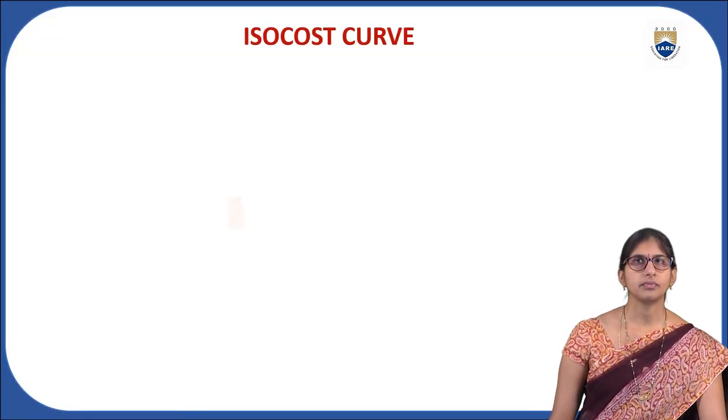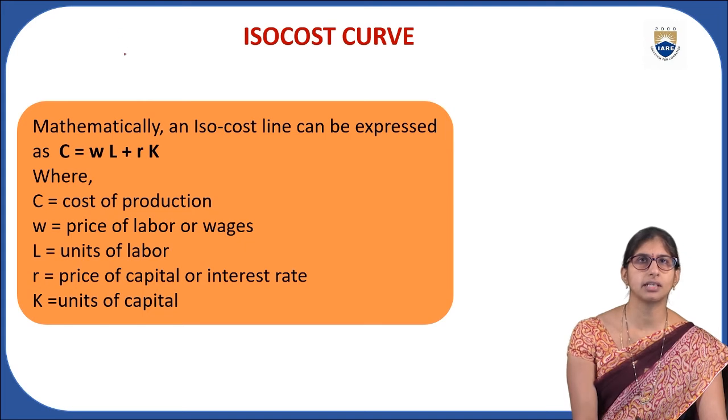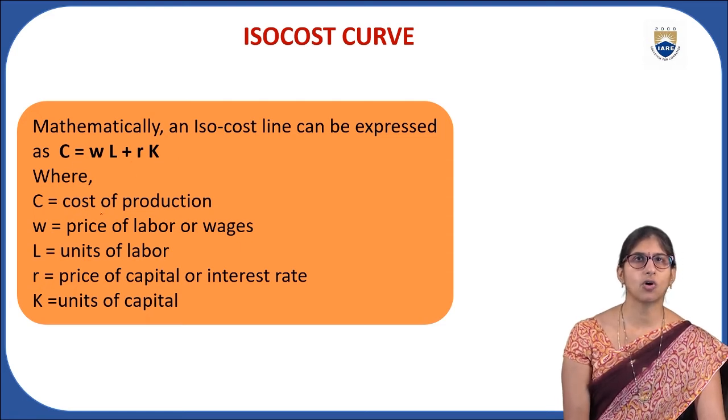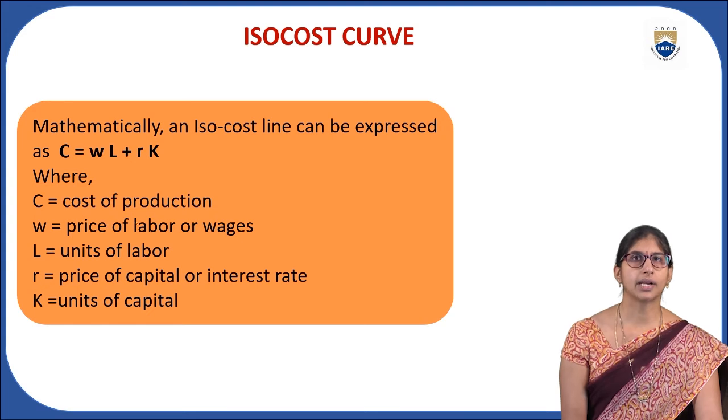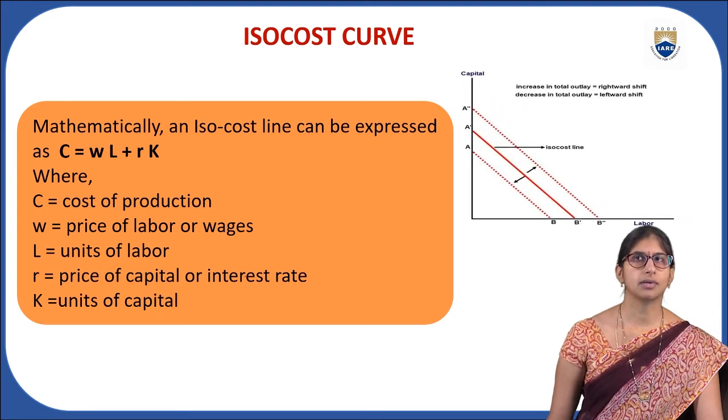Now, the isocost line is expressed mathematically like this: C = WL + RK. Here C is the cost of production, W is the price of labor or wages, L is units of labor, R is the interest rate which we are paying for the capital which we have acquired and invested, and K is capital. So this is the mathematical expression.